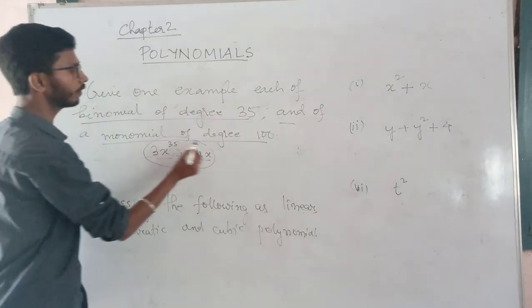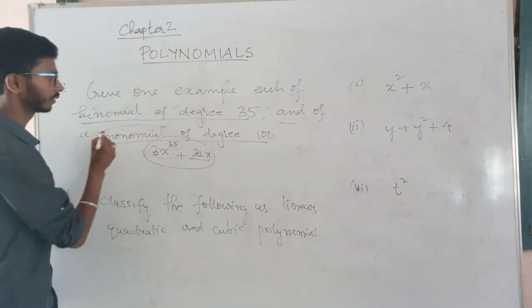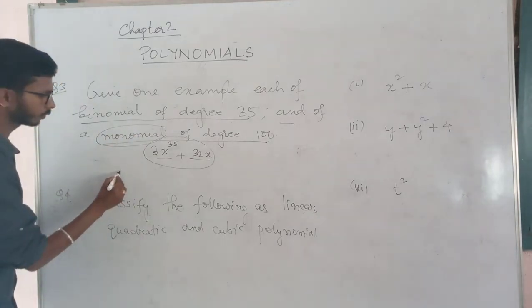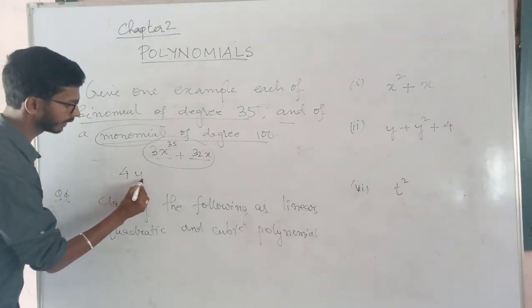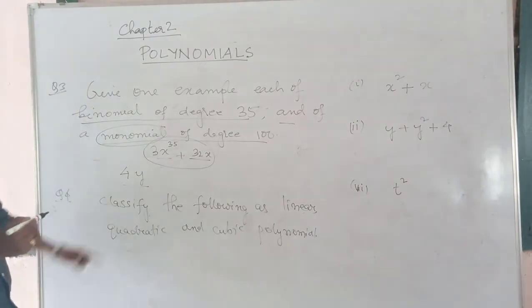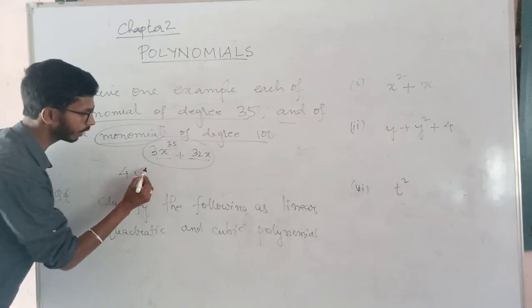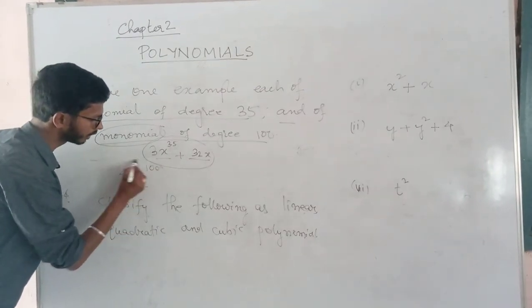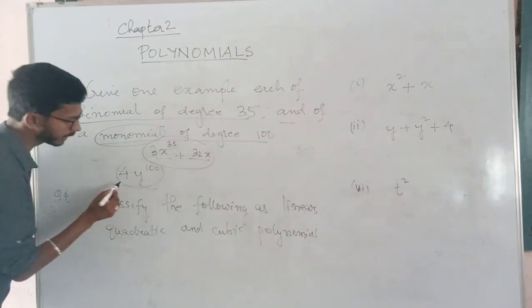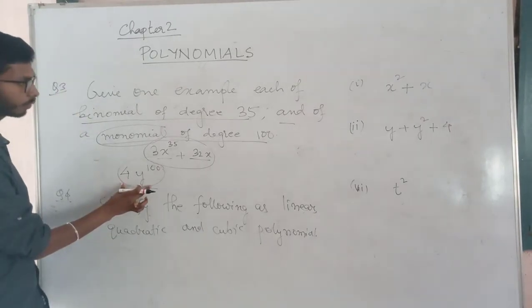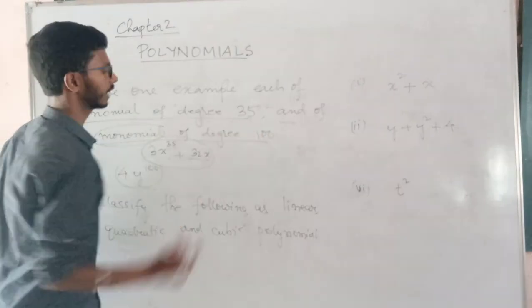And the monomial of degree 100. Monomial means which has only one term. For example, suppose 4y. This is a monomial. Okay, and the degree required is how much? 100. So we have to raise the power of y to 100. Now this is a monomial and the highest power of y is 100. So we can say this is a monomial of degree 100.